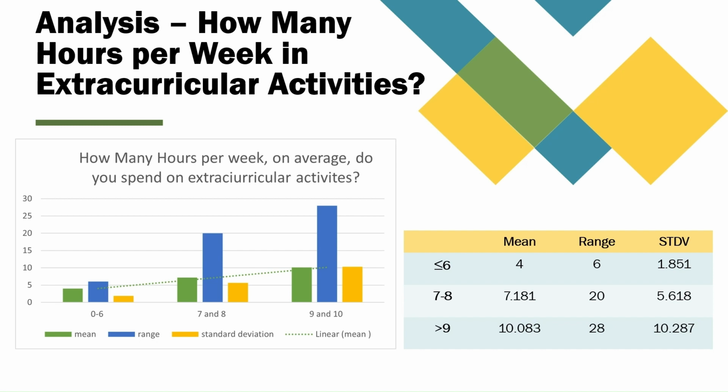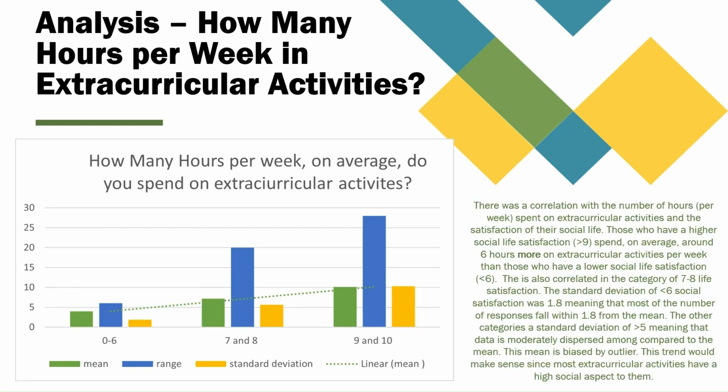We saw that the more that they spent in extracurricular activities, the higher social life satisfaction that they had, whereas the lower they spent in these extracurricular activities like clubs, sports, volunteering work, things like that, they had a lower social life satisfaction. And on average, they spent about 6 hours more in that 9 to 10 group compared to that less than or equal to 6 social life satisfaction.